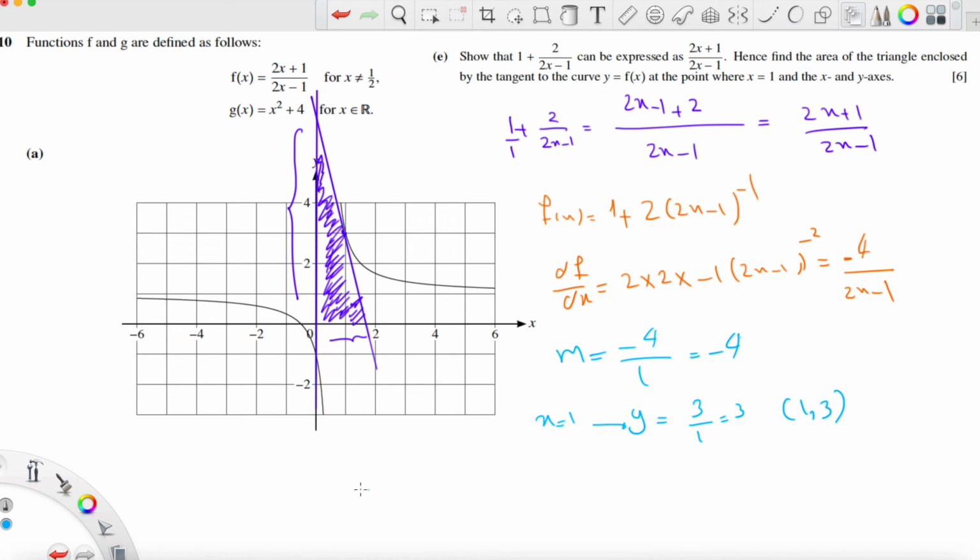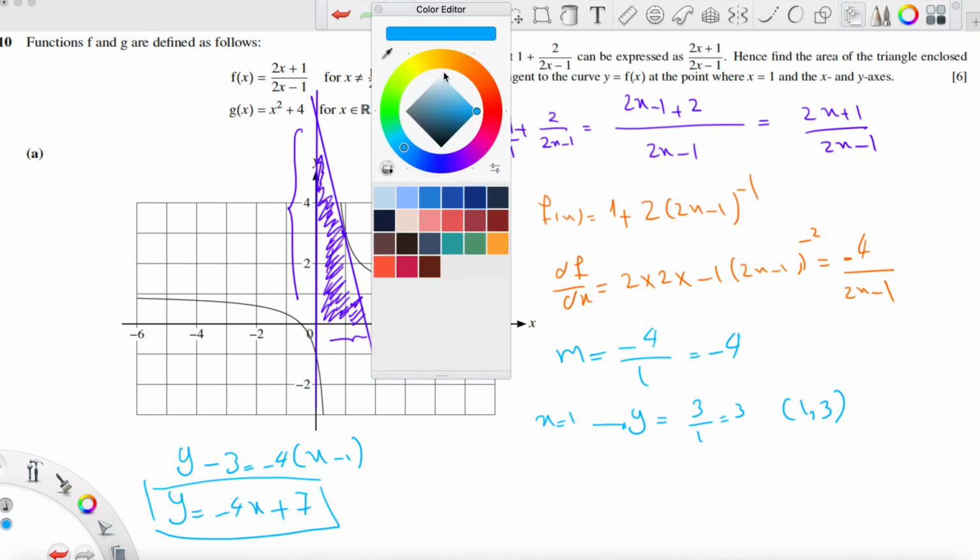Now, the equation of the tangent will be y minus y1, y minus 3 is equal to negative 4 times (x minus 1). So it will be equal to negative 4x, minus 4 times minus 1 will be positive 4, plus 3, so plus 7. It is the equation of the tangent.